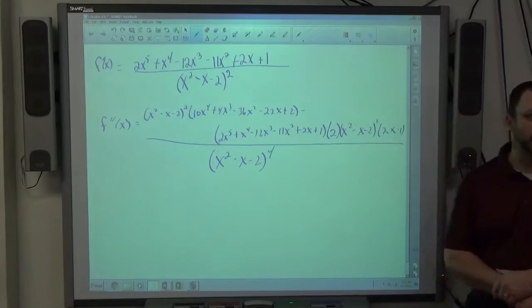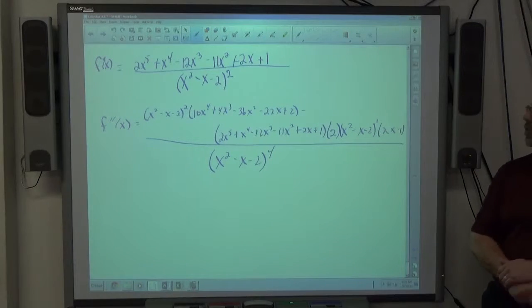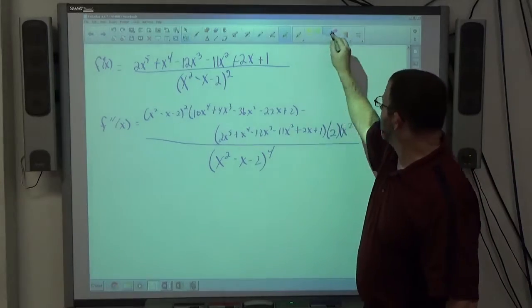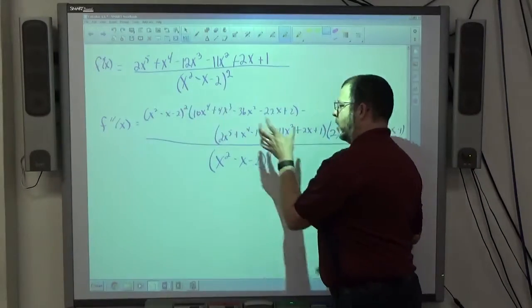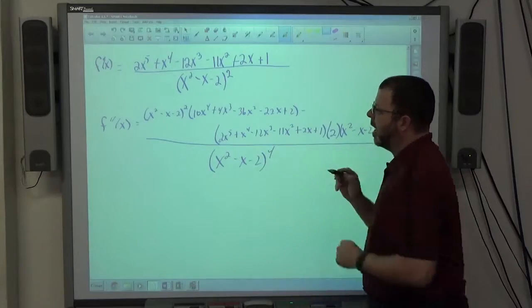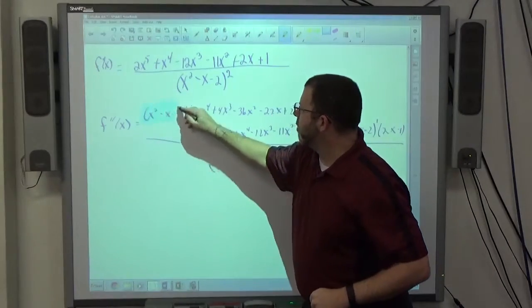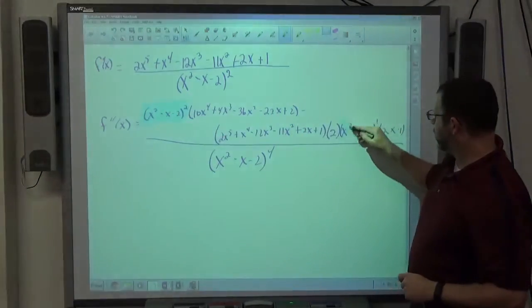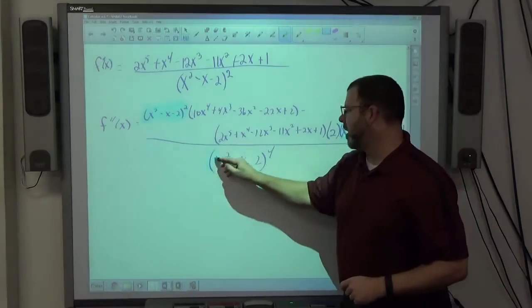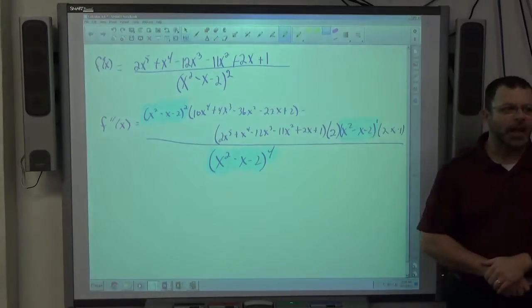If you do this, you're going to make your job so much easier and it's worth doing. So what I want you to notice here is we have 3 objects. Object 1 is this product, object 2 is this product, object 3 is that. X squared minus x minus 2 to a power, x squared minus x minus 2 to a power, x squared minus x minus 2 to a power. That is not a coincidence.